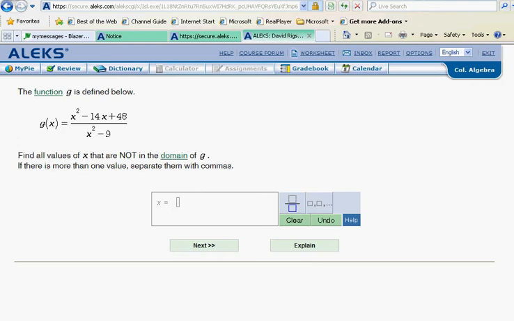In this segment of college algebra with ALEKS, we will be looking at the domain of a rational function. They give us a function g as defined below, and what they want us to do is find all values of x that are not in the domain of g. So what we need to do is go over here and take a quick look at our notes.